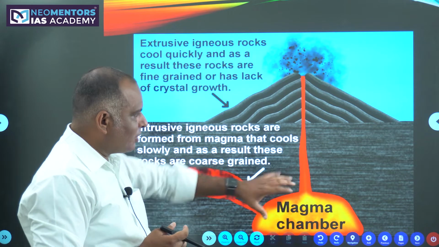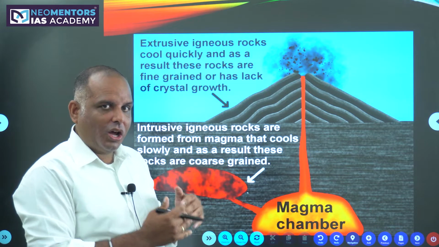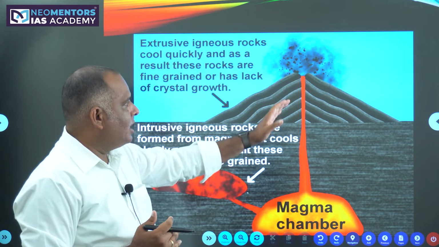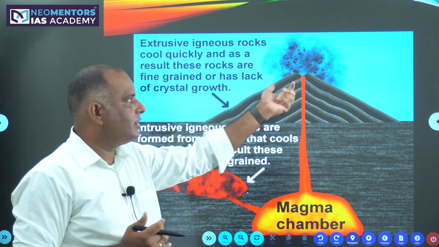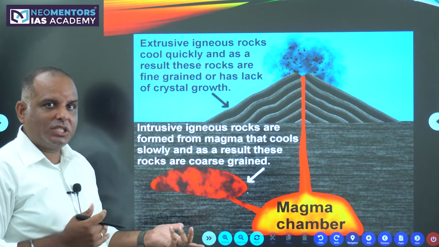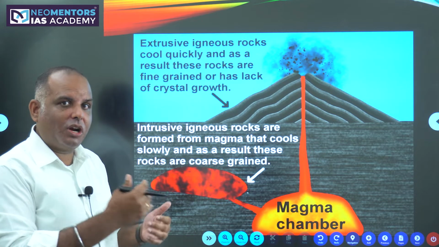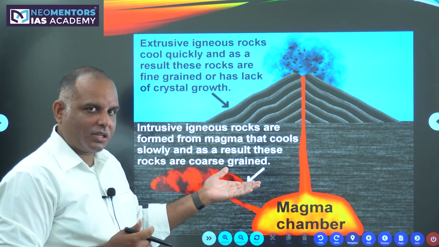So, anything within the earth is called plutonic or intrusive, right? If it is ejected outwards, it is called extrusive, right? So, intrusive igneous rocks, that means those which are cooled and solidified inside the earth's crust, are called intrusive igneous rocks.